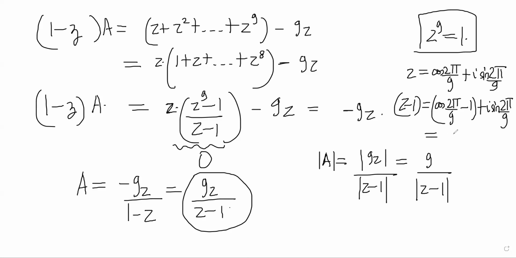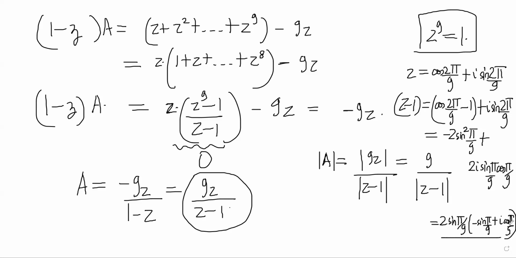basically 1 minus 2, so minus 2 sine square pi by 9 plus 2i sine pi by 9 cos pi by 9. You can take 2 sine pi by 9 common and you get a minus sine pi by 9 plus i cos pi by 9. This is your z minus 1. When you take mod, this term will have modulus of 1. The modulus of the overall z minus 1 is coming as 2 sine pi by 9, right?